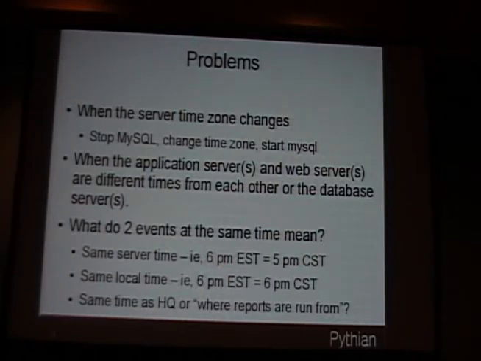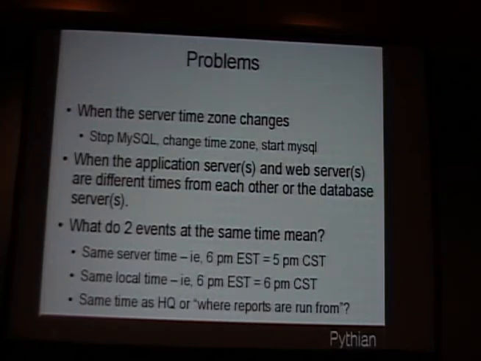Also, problems arise when the application servers and the web servers are at different times from each other and from the database servers, as we went over, especially if the code is coming through the web servers. It's a weird conversation to have with the marketing folks and the product development folks to say, what do you mean by time? What does an order time mean? Is it when they click the order button in their location? So if they ordered it at 6 p.m. their time, did they order it at 10 p.m. server time? What do we care about?